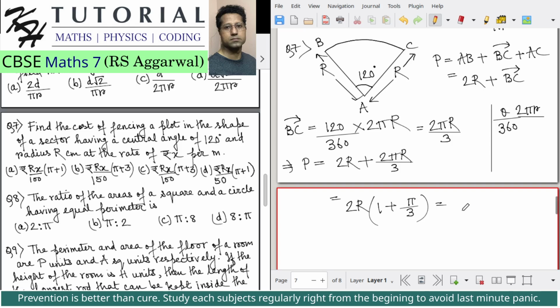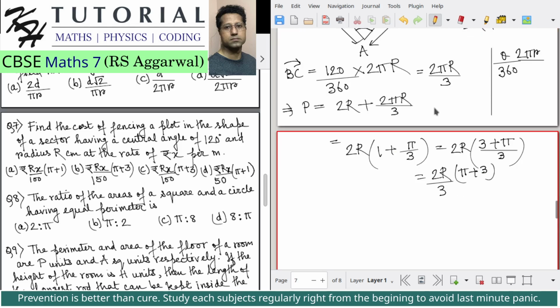This is equal to, if I simplify 1 plus pi by 3, it will be 3 plus pi by 3, and this is equal to 2 capital R by 3 multiplied by pi plus 3. So this is the total perimeter. This is the perimeter of the sector, or the perimeter of the plot, which is in the shape of a sector. Okay, now we have to find the cost.